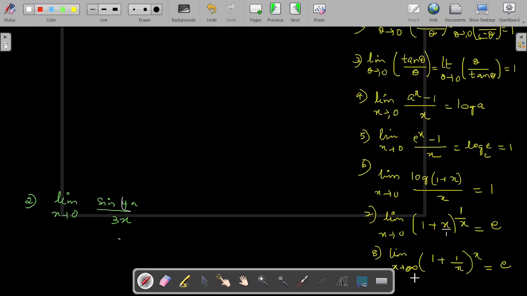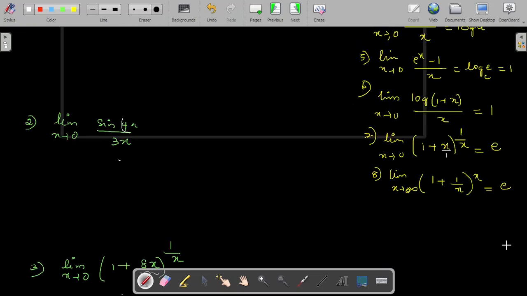Similarly, limit x tends to infinity, this is inside 1 plus 1 by x. That's why infinity here; there it was 0. To the power x equals e. When you apply the limit, it gives you 1 to the power infinity form. So in both cases the value is e.